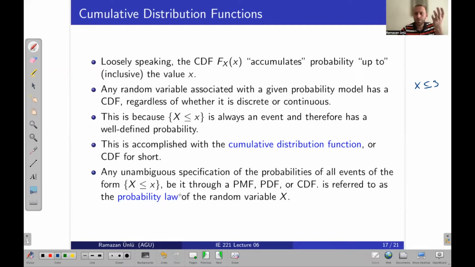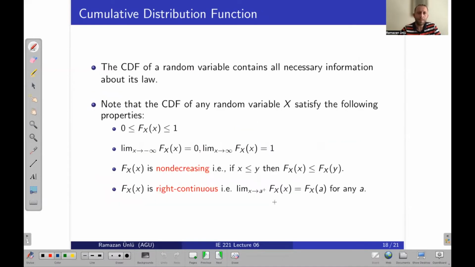All kinds of probabilities of events in the form of X less than or equal to some particular value can be dealt with using the PMF, PDF, or CDF. Each of them can be referred to as the probability law of the random variable X. The CDF of the random variable contains all necessary information about its law.